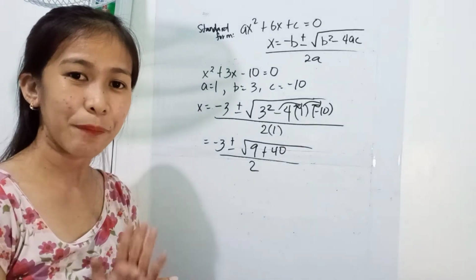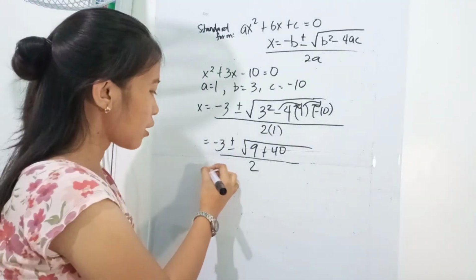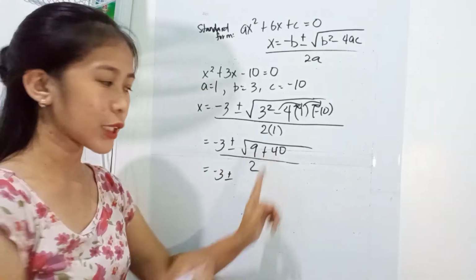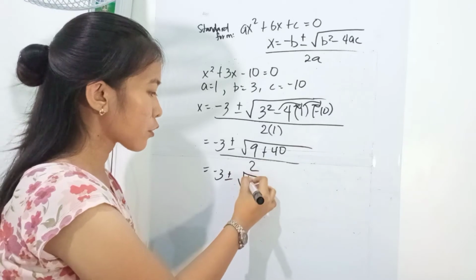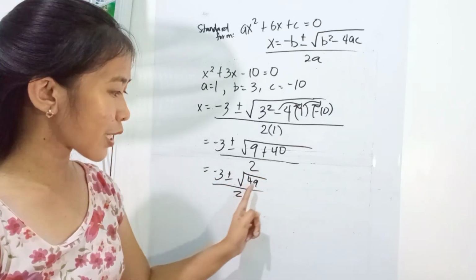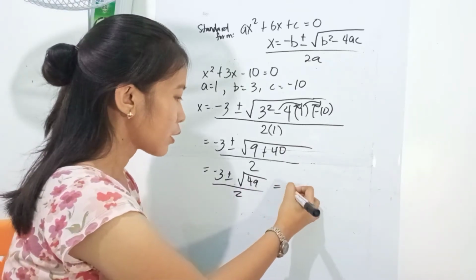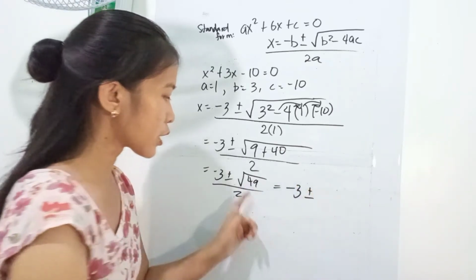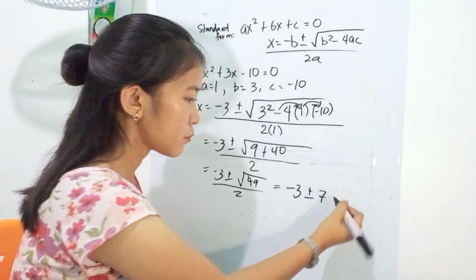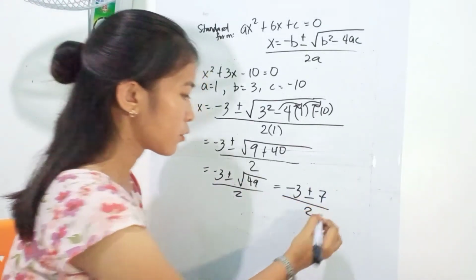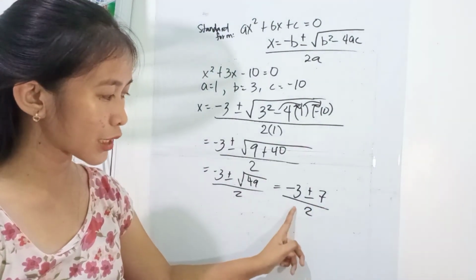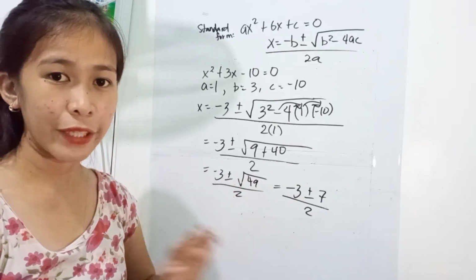Okay? So, paunti-unti parang nakukuha natin, di ba? We have negative 3 plus and minus. 9 plus 40 is, of course, square root of 49 over 2. Okay? Then just get the square root of 49. You have negative 3 plus and minus. Square root of 49 is 7. Okay? And then, over 2. And as you can see, wala na tayong magagawa dito sa negative 3 plus and minus 7 over 2.